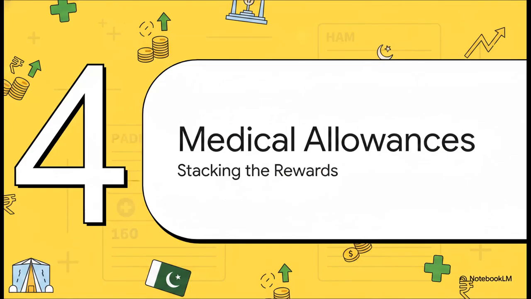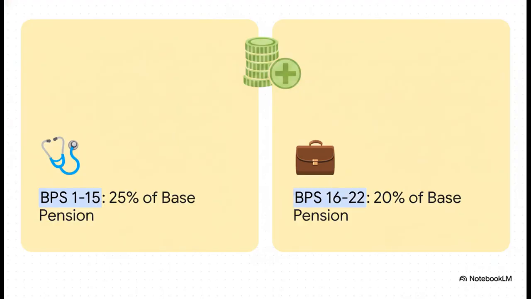Section 4, adding medical allowances. Okay, we've subtracted for the lump sum, so now it's time to start stacking on the rewards and add back those medical allowances. So, medical allowances are scaled directly to your basic pay scale. If you're in BPS 1 through 15, you get a medical allowance equal to 25% of your base net pension. If you're in the higher management tiers, BPS 16 through 22, that shifts down slightly to 20%.